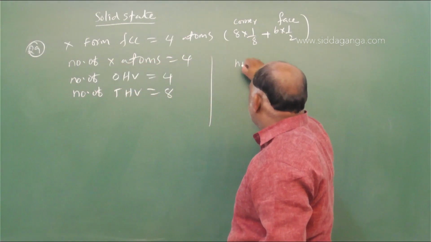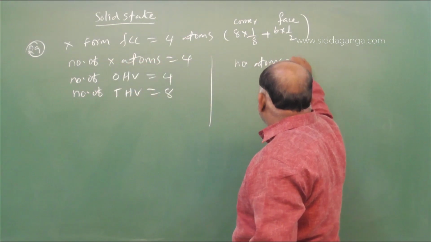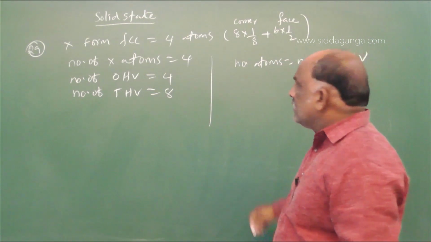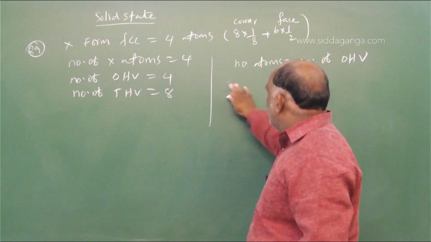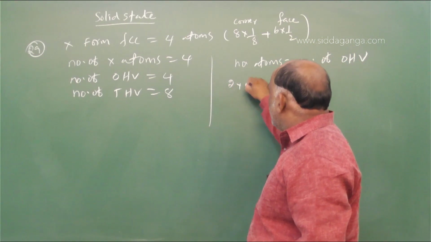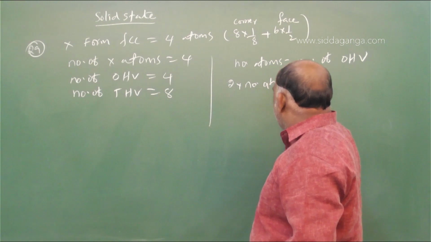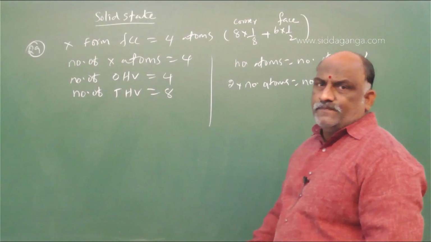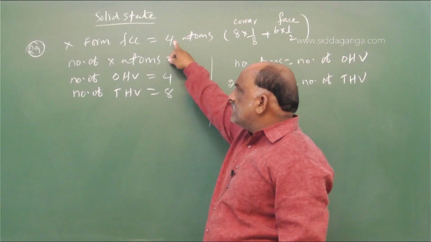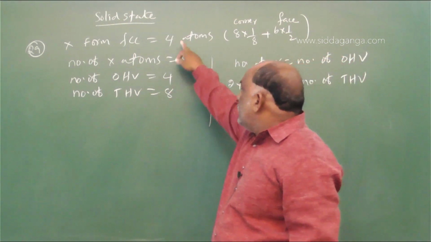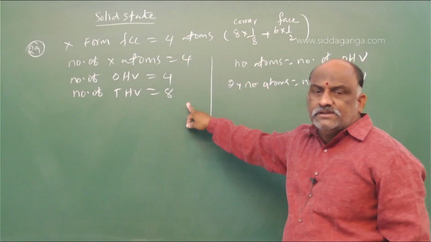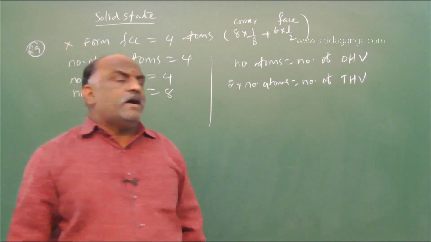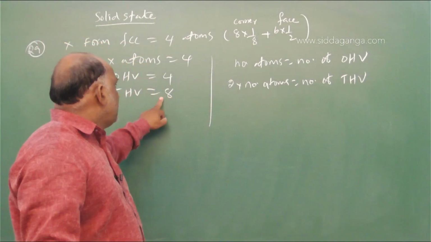What does that mean? Number of atoms is equal to number of octahedral voids, and 2 into number of atoms is equal to number of tetrahedral voids. How many atoms? 4 atoms means 4 octahedral voids. 4 into 2, 8 tetrahedral voids. Whatever the formula is, the number of octahedral voids is 4 and the number of tetrahedral voids is 8.